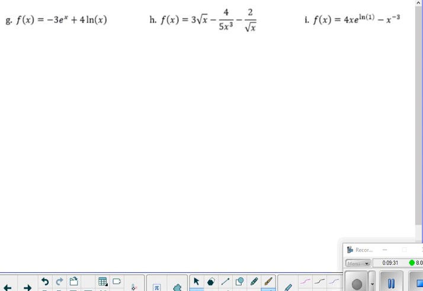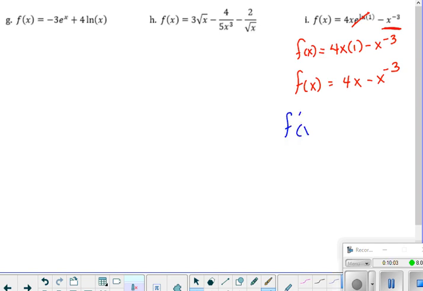Okay, I've got 4x e to the natural log of 1 minus x to the negative 3. I like this one most of all. This one is confusing. But e raised to a natural log, remember how those kind of eliminate themselves? They create 1. So this really becomes 4x times 1 minus x to the negative 3, which I could really write as just a 4x minus x to the negative 3. Now let's take our derivative.